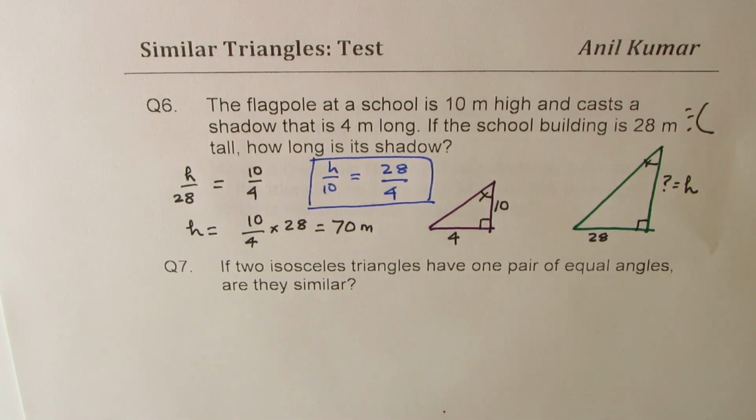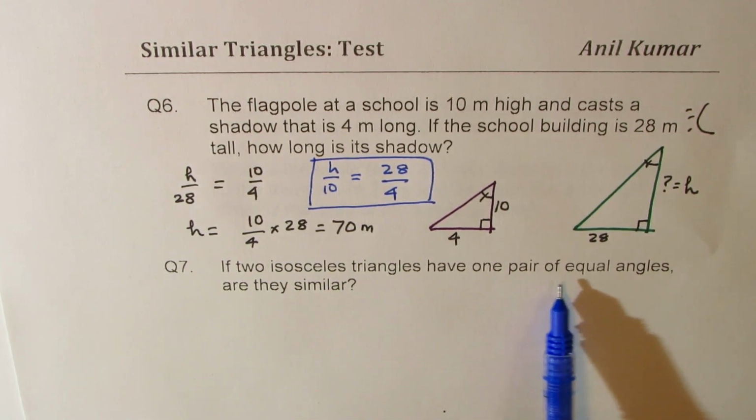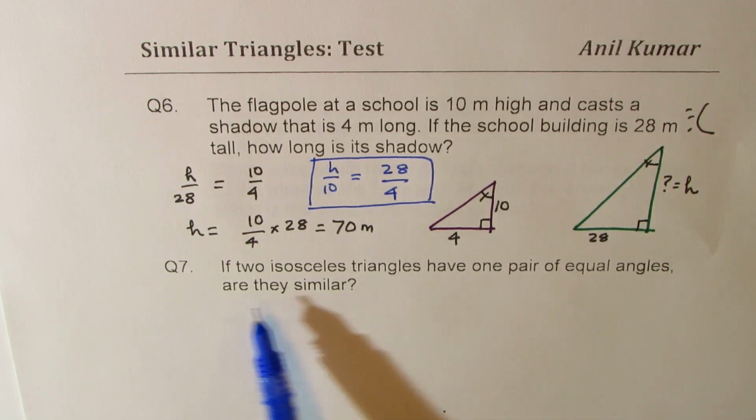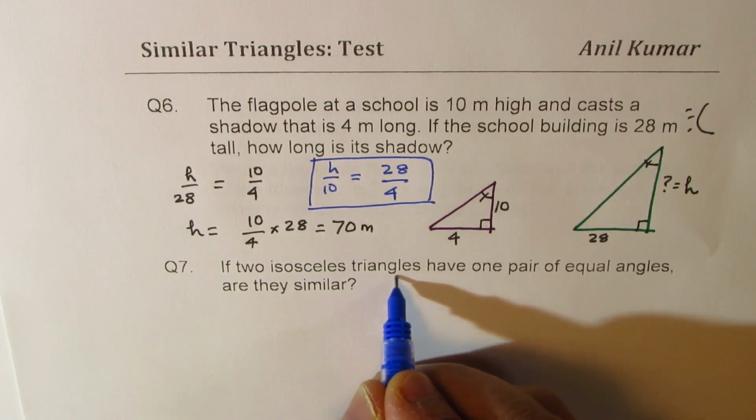Okay. Question number 7. If two isosceles triangles have one pair of equal angles, are they similar? Now, you have to justify your answer.